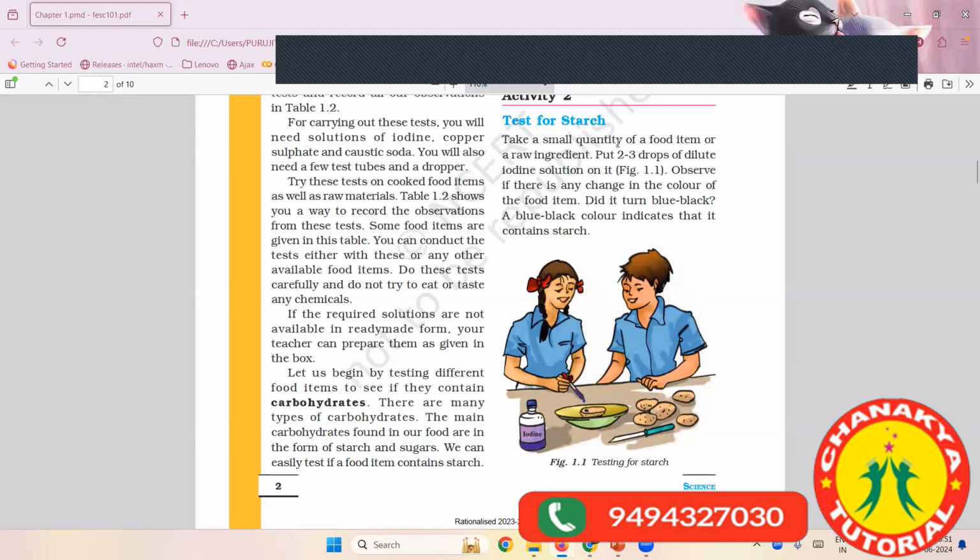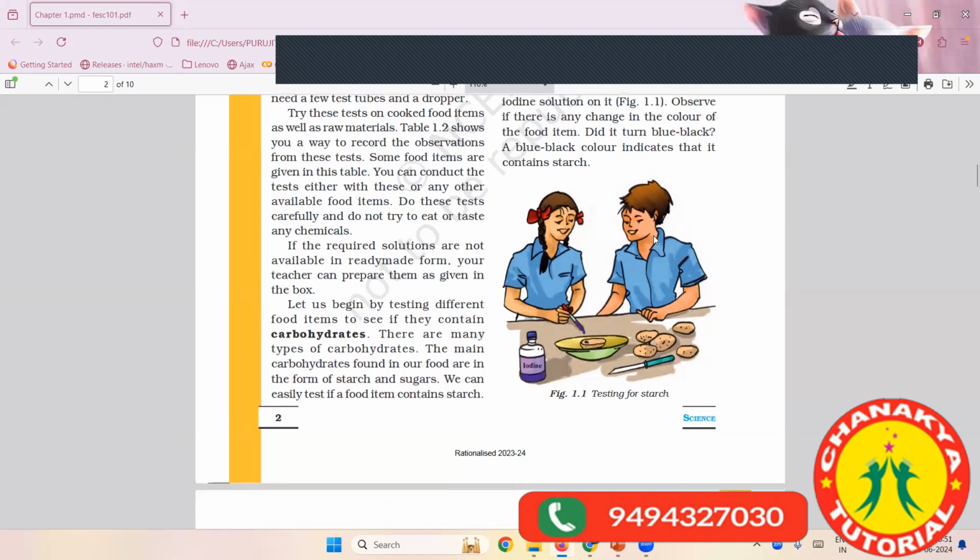So you're taking a small quantity of a food item or a raw ingredient. You're going to put 2 to 3 drops of dilute iodine solution on that, okay? So observe if there is any change in the color of the food item. Did it turn blue or black? For example, you're taking rice or a potato or any vegetable, and you're just adding 2 to 3 drops of dilute iodine solution. So you are just seeing any color change in the food item. If it turns blue or black, that indicates that it contains starch.